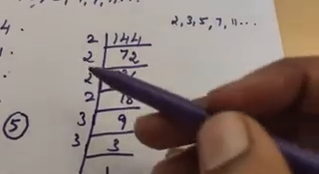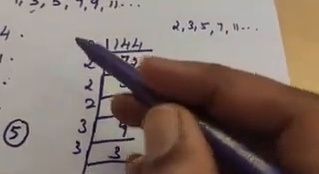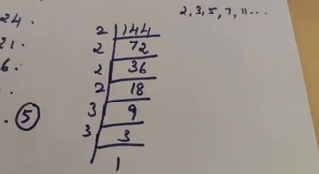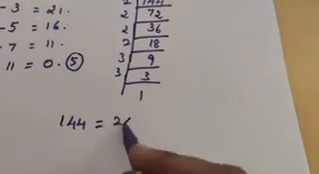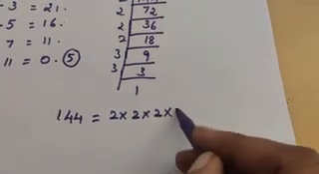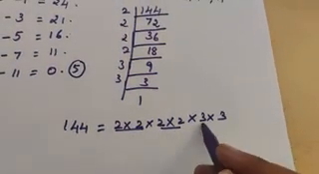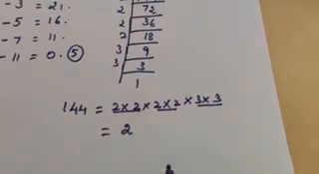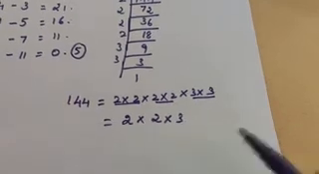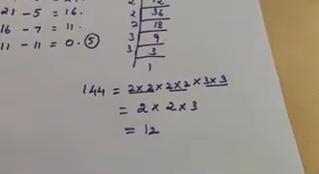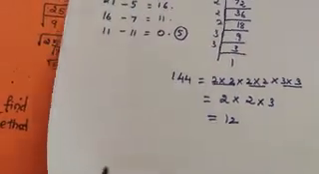In this we are going to make pairs. From each pair we take only one value. So first, 144 can be written in the form of how many 2's are there? 1, 2, 3, 4. So 2 multiplied by 2 multiplied by 2 multiplied by 2 multiplied by 3 multiplied by 3. Out of each pair we take one number only, right? Because it is a square root. So 2 multiplied by 2 multiplied by 3, the value is 12. So the square root of 144 is 12. This you can easily solve.